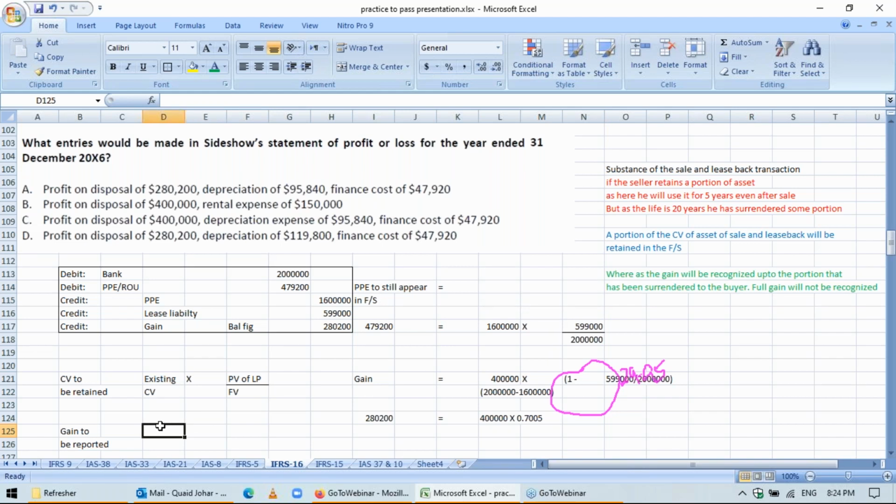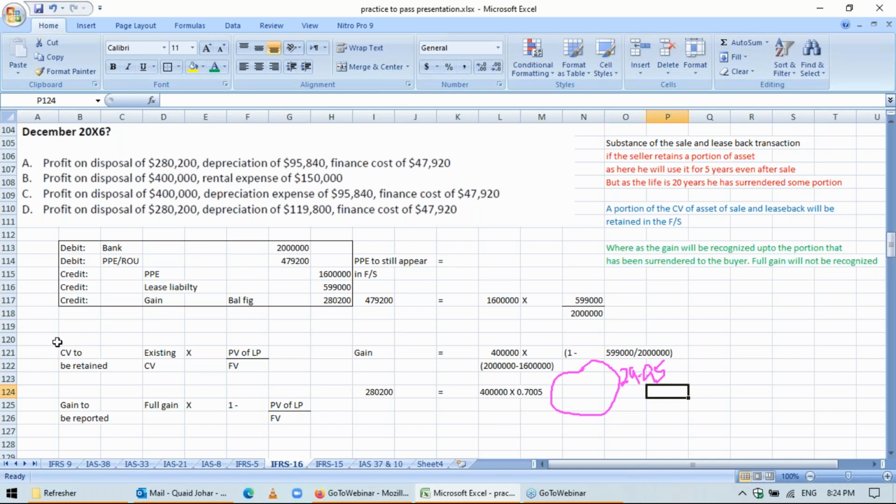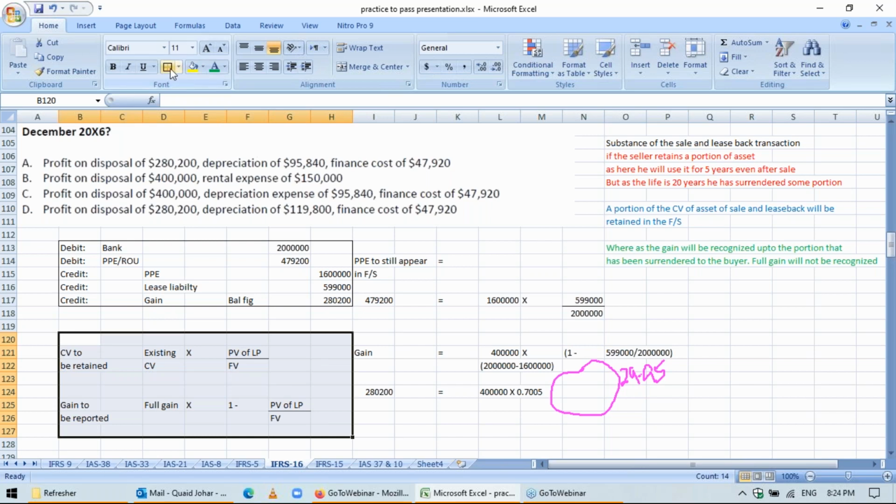What will be the portion of gain that will be recognized? You will take the full gain and multiply it by 1 minus the retained portion. So you get the portion that is surrendered. If you sell an asset, only the gain to the extent of the portion surrendered can be recognized. So these are the formulas which you need to remember: the portion of carrying value and the portion of gain to be reported.